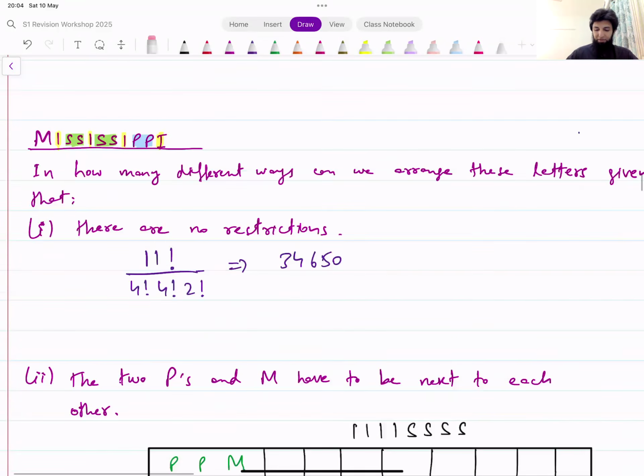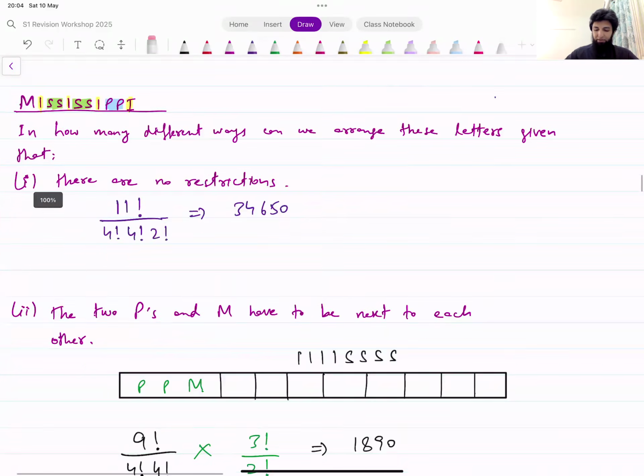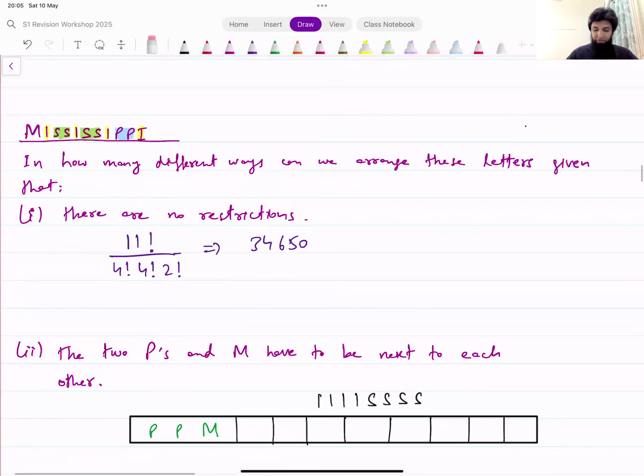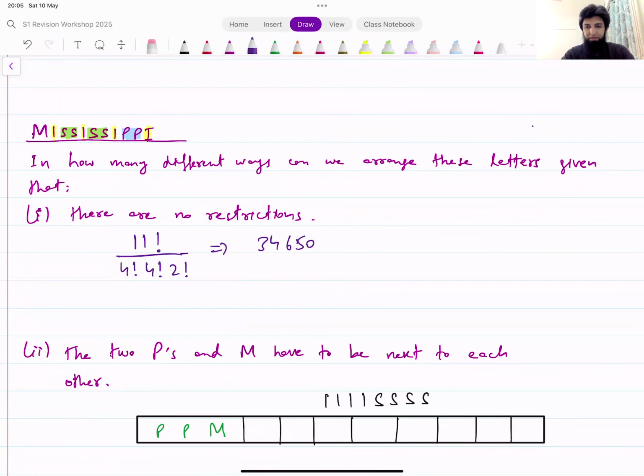But then what if they say the 2 P's and the M have to be next to each other? They should be together. So whenever we want some objects to be next to each other, together, we put them in a single box. So we put the 2 P's and the M in a single box like this. Now, what are the remaining letters? The remaining letters from that word are 4 I's and 4 S's.